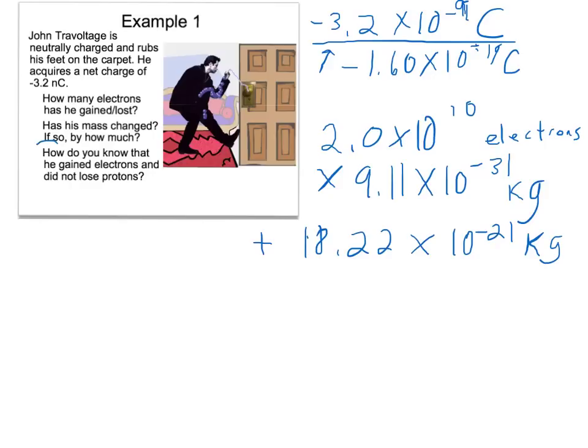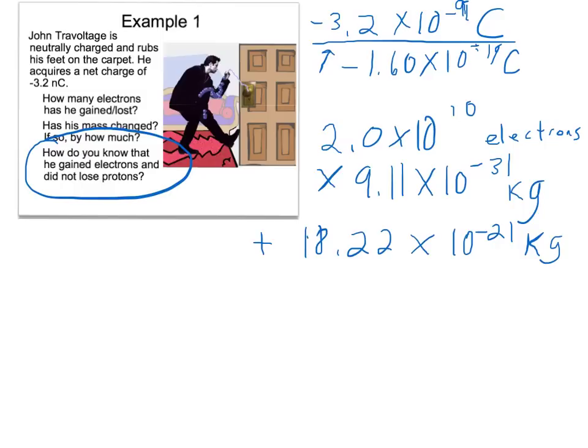kilograms. And I just gave you the argument for how do you know he gained electrons and did not lose protons. One, protons can't move. They're stuck in the nucleus of the atom. So if you think about the picture of the atom, those protons are in the nucleus and they're not going to leave. It requires a nuclear reaction, like an atomic bomb going off, for a proton to get out of a nucleus. Or it requires certain kinds of radioactive decay where atoms shoot out protons.